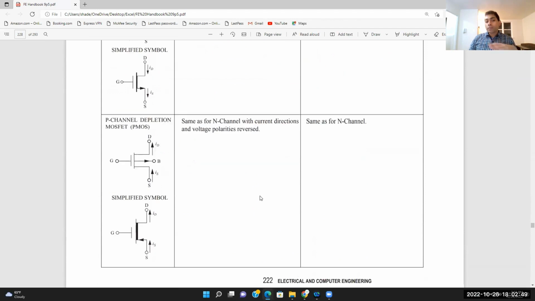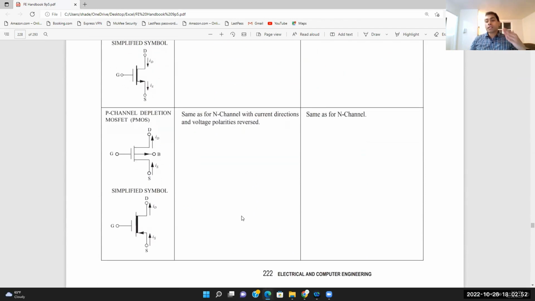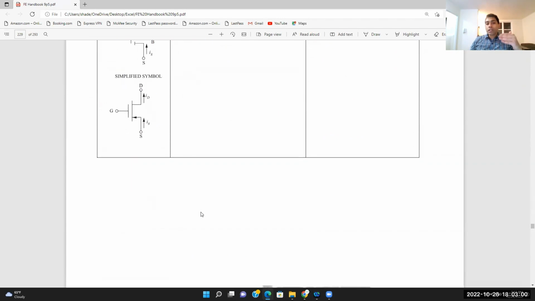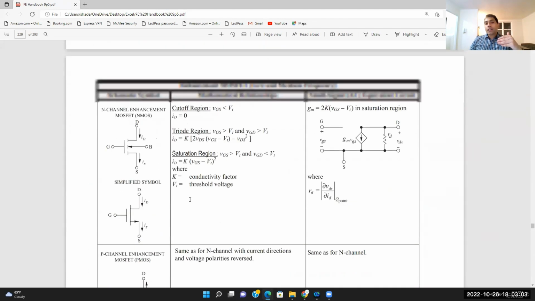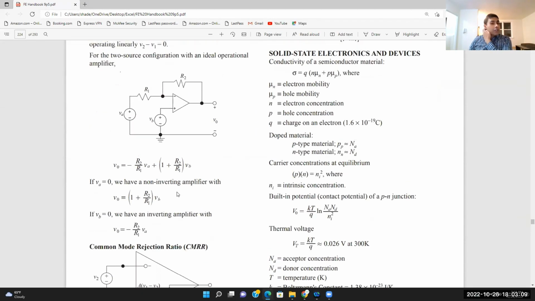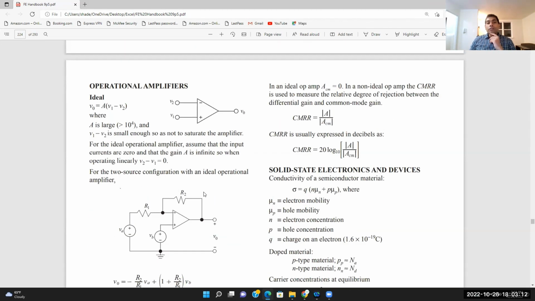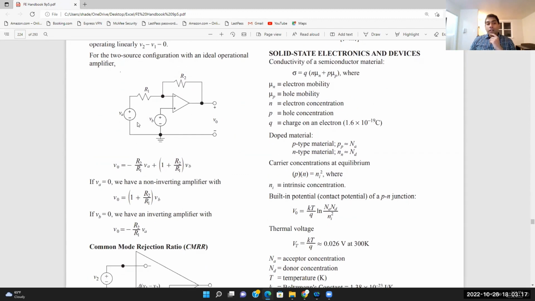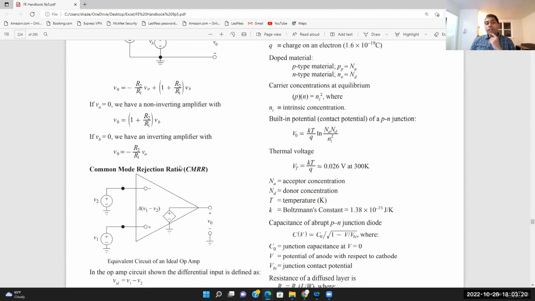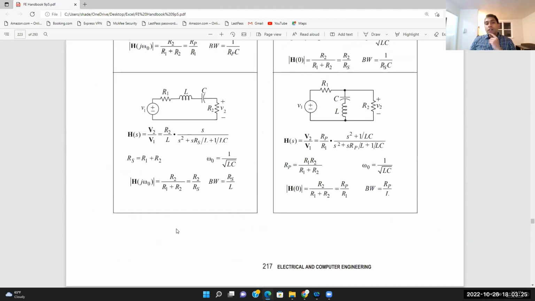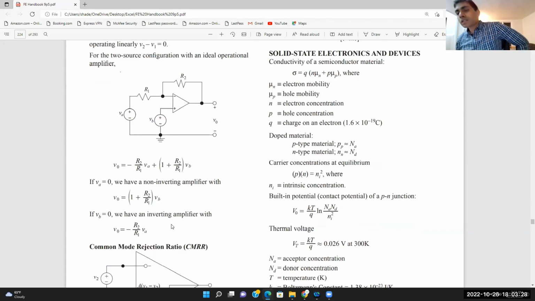Just giving an overview of what topics are there, and then we'll go step by step so that you know exactly what is expected of you in the exam. And this is basically the enhancement-type MOSFET, more or less the same equations. So yeah, that is basically what solid state electronics is, and these are the equations that you would be needing. Also, you'll need some op-amps as well. So basically what you would be needing is the gain for an inverting amplifier and a non-inverting amplifier, and the concept of common mode rejection ratio. Yeah, so these are the only things that you need for solid state electronics.